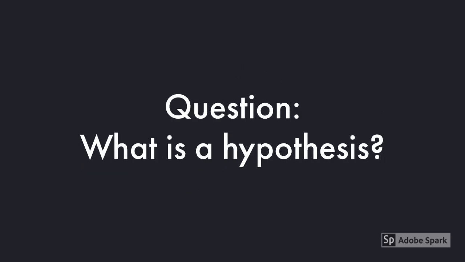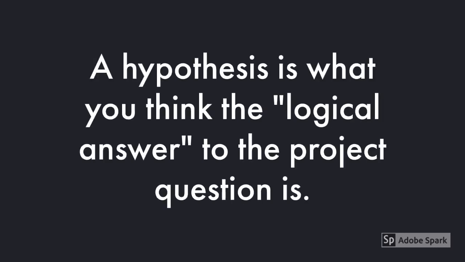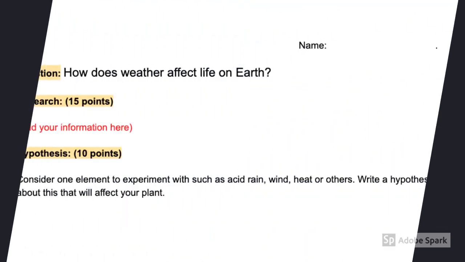Now, some of you may have forgotten what the word hypothesis is, and that is one of the things that is due on Monday. Now, what is a hypothesis? A hypothesis is basically the answer to the question of the project. Now, the question of the project says, how does weather affect living things? And in your case, how does weather affect your plant? So depending on what variable you're going to change, so if you're going to choose acid rain, if you're going to choose wind, then answer the question. So for instance, you can say, if my plant is exposed to a lot of wind, then something will happen.